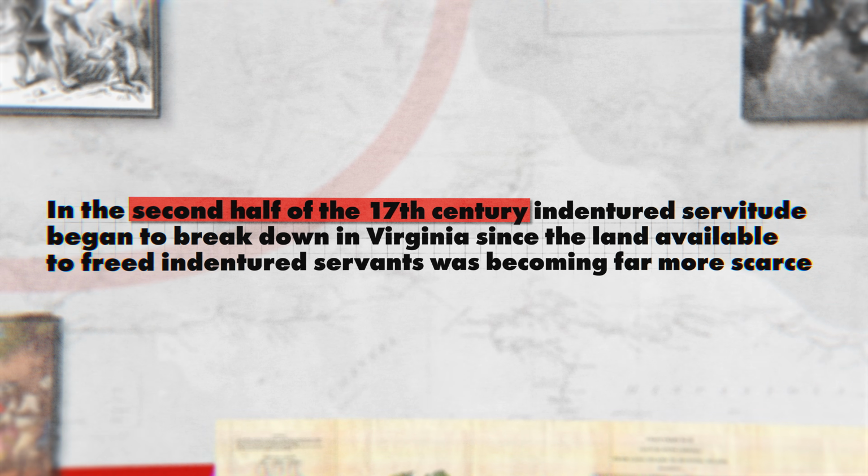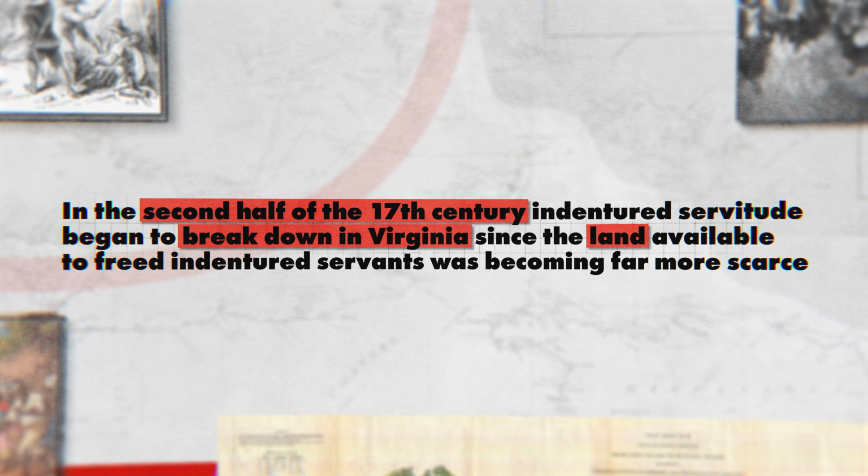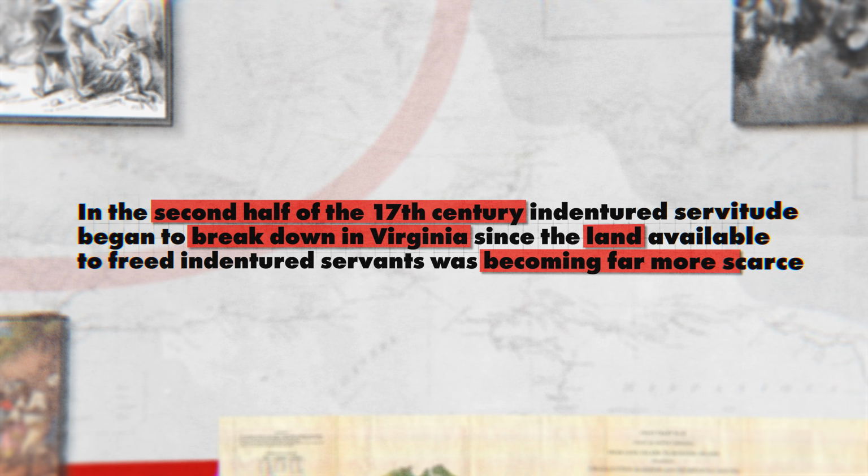Anyway, one of the chief reasons indentured servitude was attractive was because at the end of the contract, the worker would receive a plot of land that they could work for themselves. But in the second half of the 17th century, this system began to break down in Virginia since the land available to freed indentured servants was becoming far more scarce. And as it turned out, when you worked for 7 years in order to get your own plot of land and there isn't much left, well, that would make anybody a little saucy.